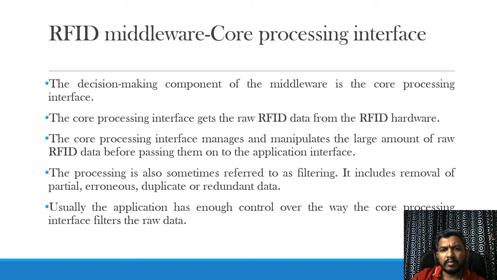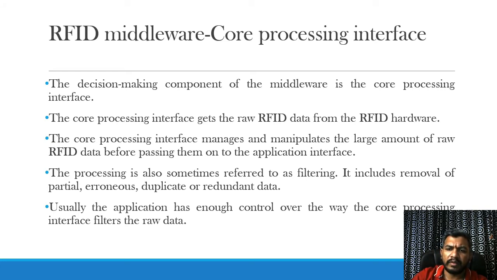The second and most important component of the middleware is the core processing interface. It is responsible for decision making, and is also termed the decision making component of the middleware. The core processing interface gets the raw data from the RFID tag, and the data read from the RFID tag or the RFID hardware is processed by it. It manages and manipulates the large amount of raw RFID data before passing it to the application server.